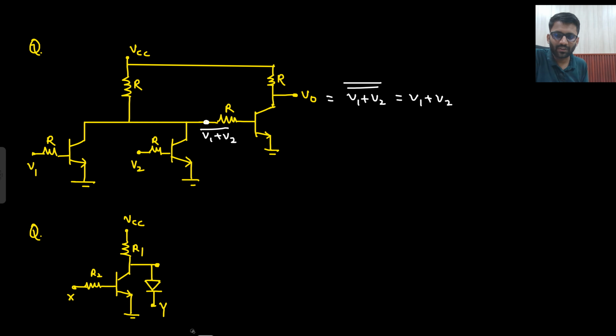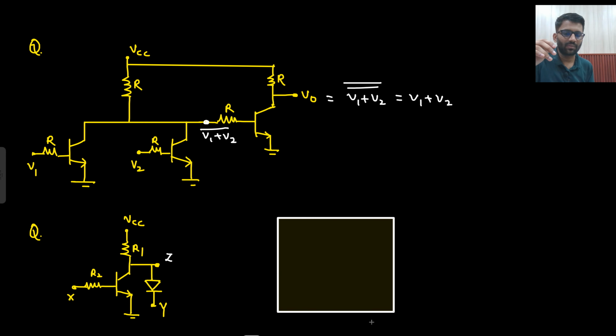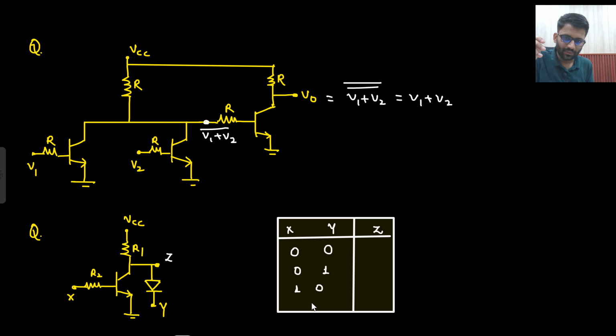Now you need to tell the expression of Z. This is a good question. Okay, try it on your own. What do we need to do? Make the truth table here, because if you go without a truth table, you will not be able to solve, because here there are two types of devices, no? BJT and diode, both are there. So make the truth table. Whenever you get confused, make the truth table. So X and Y, two inputs are there and Z will be implemented. 0, 0, 0, 1, 1, 0 and 1, 1.